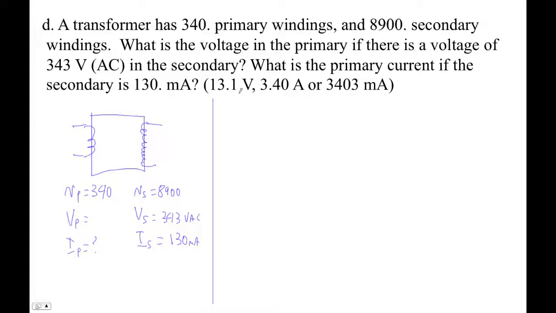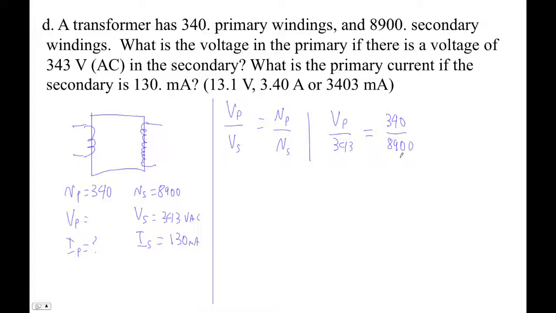Okay. So let's figure out our voltage first. I'm going to use V primary over V secondary is N primary over N secondary. So voltage in the primary over 343 equals 340 over 8900. All right, I think we can do this. Let's see. I'm going to go this times this divided by this. Okay, so 343 times 340 divided by 8900.